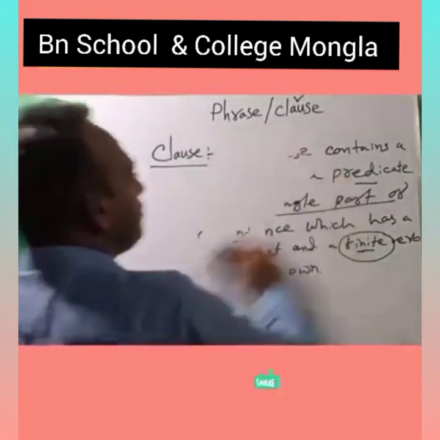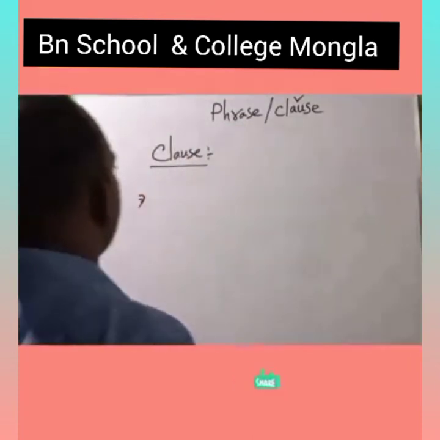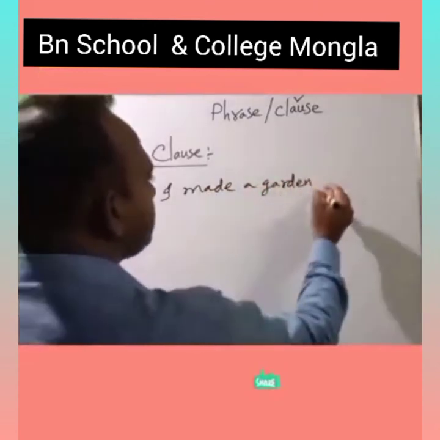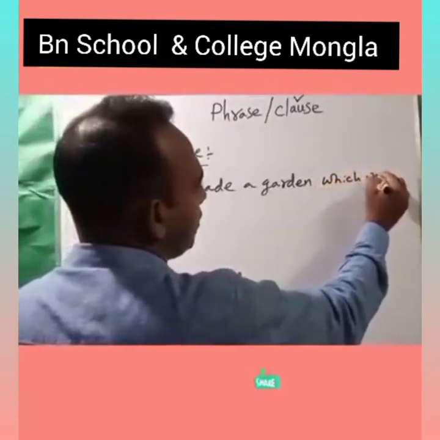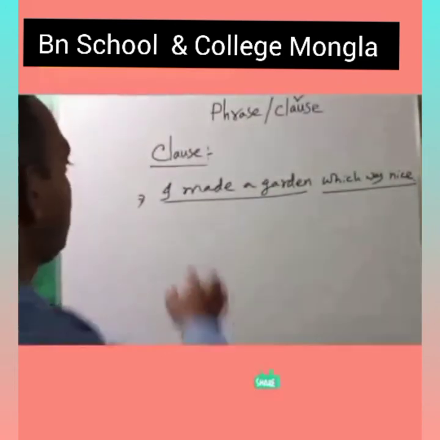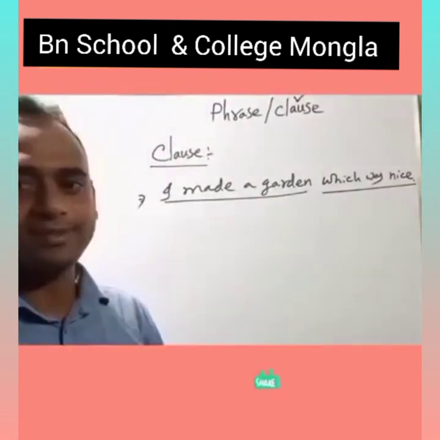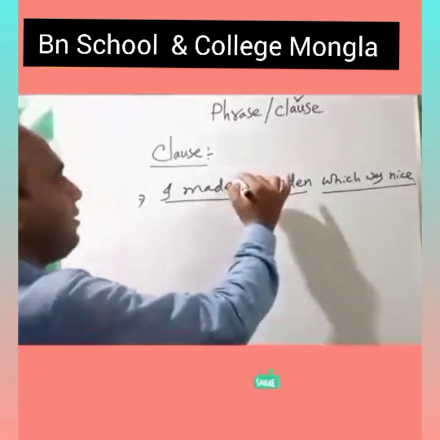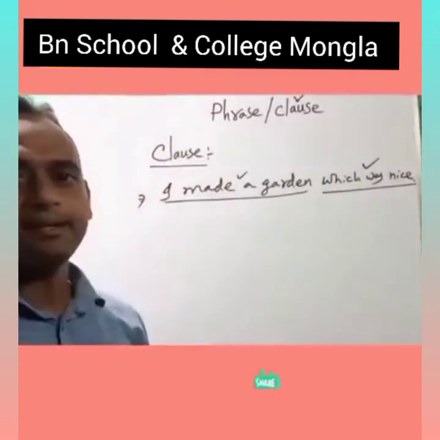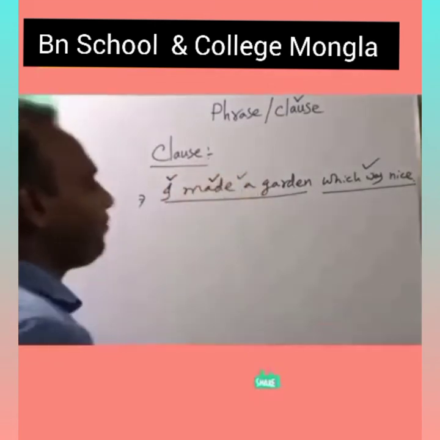We'll just give you an example. I made a garden which was nice. This is a full sentence, but it has two clauses. It has two single parts, single elements. One element, I made a garden, another, which was nice. I made a garden, in this part, we have got a clear meaning. Our listeners can understand the meaning of the sentence. It has a subject and a finite verb.